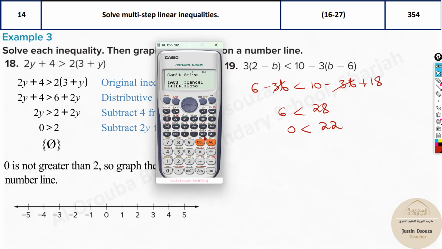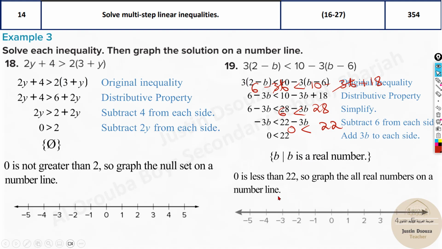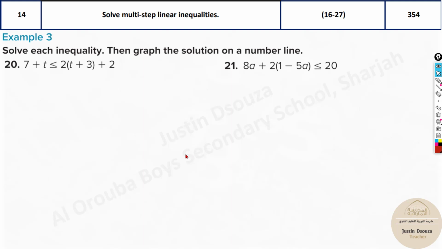So now this is a problem here. You can't differentiate between no solution and all solutions. But here this inequality is true. That means it's a real number. That means all possible solutions. So 0 is less than 22. So graph all real numbers, because all possible answers are true. That's it. But if the inequality is wrong, such as 0 greater than 2, which is incorrect, 0 is less than 2. So in this case, there is no solution, whereas in this case, which is true, there are all solutions.